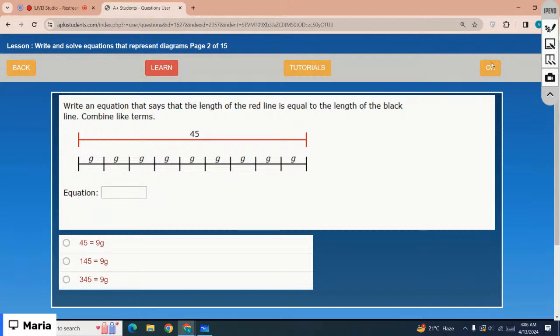Write an equation that says that the length of red line is equal to the length of black line. So which is the correct option?